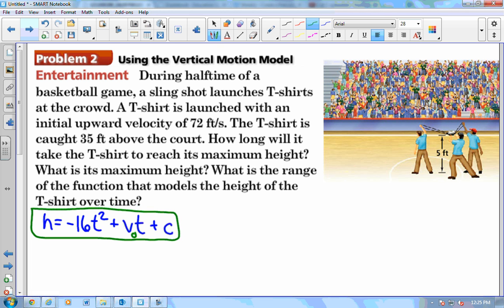On example 2, just write down the important information as I read it. Raise your hand when you see something important that we should write down. During halftime of a basketball game, a slingshot launches T-shirts at the crowd. A T-shirt is launched with initial upward velocity of 72 feet per second. There we go. Cheyenne, what should we write down?